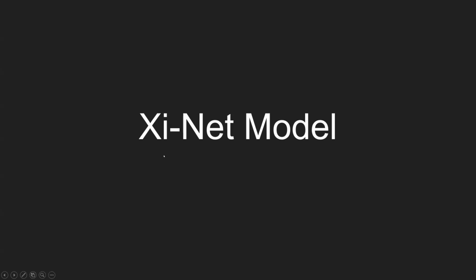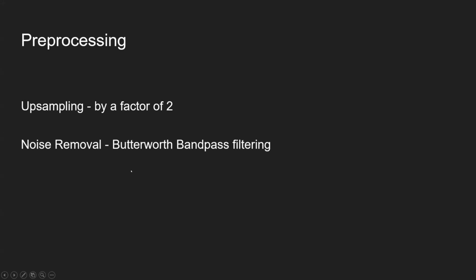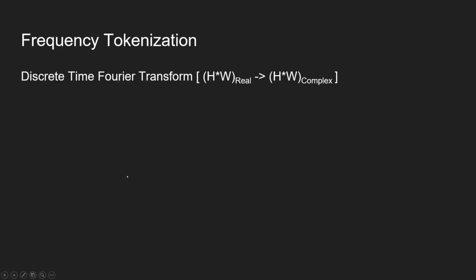And now coming to the SciNet model. Before coming to the exact model, there are a few things that we need to cover. The first is the pre-processing that we did: we upsampled the data by a factor of 2. Then for noise removal, we used Butterworth bandpass filtering. And then the frequency tokenization, which I have discussed earlier in the overview, so I will keep this short.